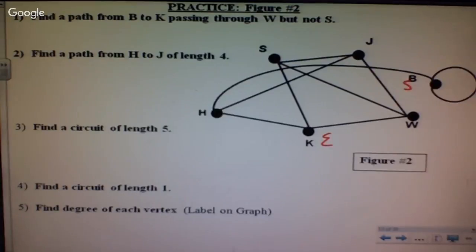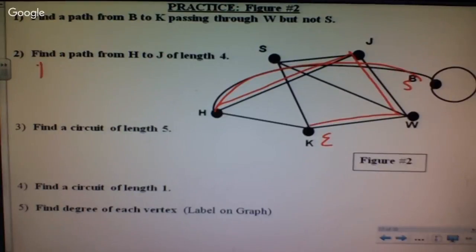Go from B to H to J to W to K. You said B to H. That's going to be my only way over. B either loops around to itself or it goes to H, so I don't have another choice. We want to go through W, but not S. So when I leave H, I'm going to J, then to W, obviously, and to K.